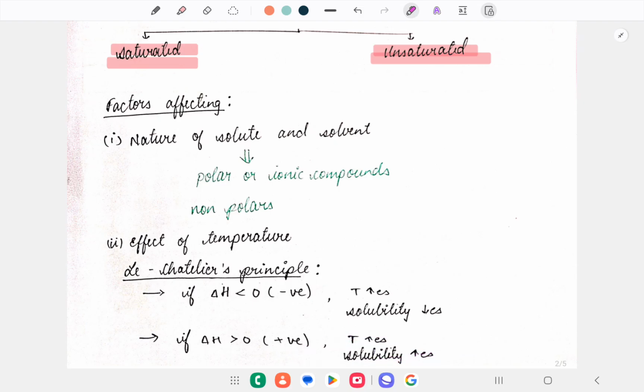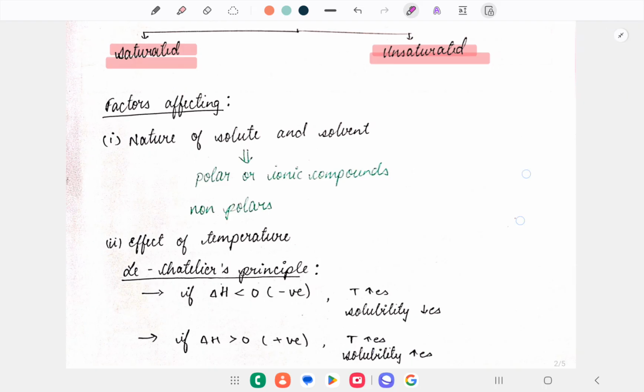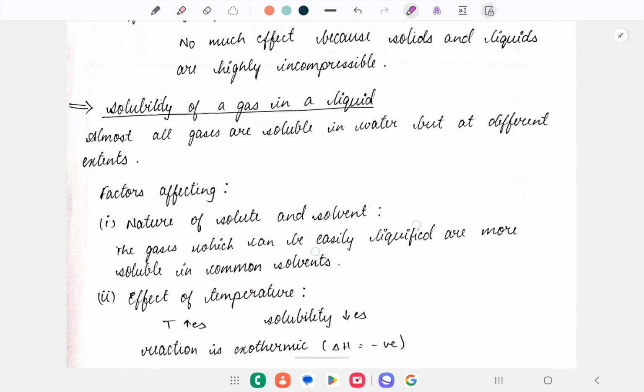If the enthalpy change is negative, then it is an exothermic process, and if the enthalpy change is positive, it is an endothermic process. Moving to the next factor, that is the effect of.